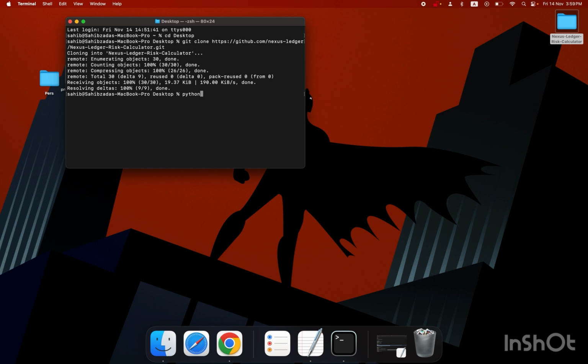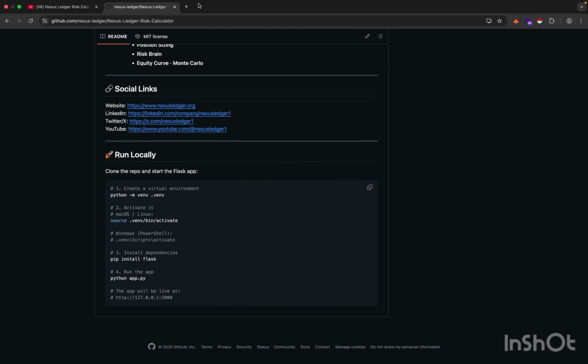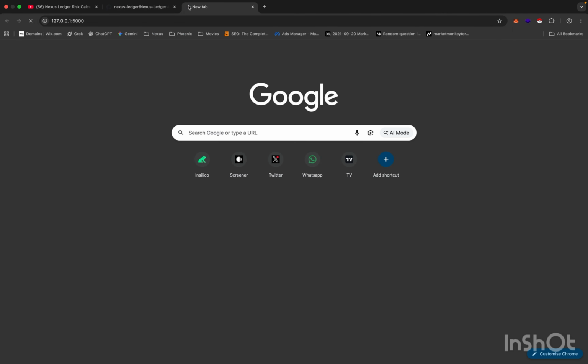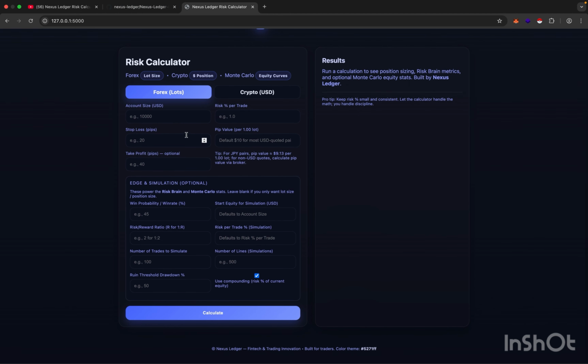First, let me just go into that folder. So cd Nexus Ledger Risk Calculator, and then you just do python app.py, and it's gonna run it locally on your machine. And then you can just go to this URL to go into the platform. And also, you can see that we have opened it up.